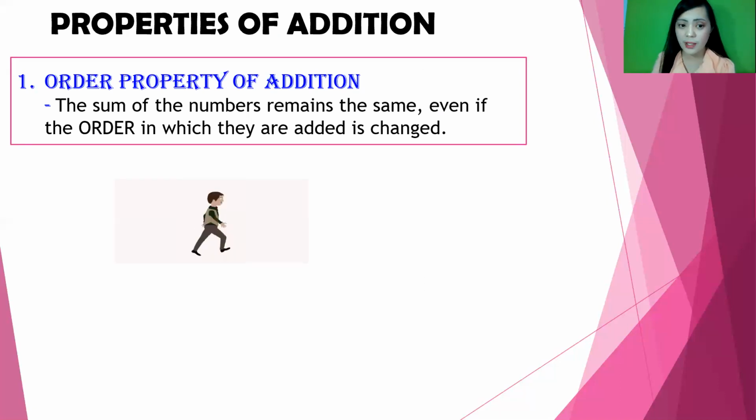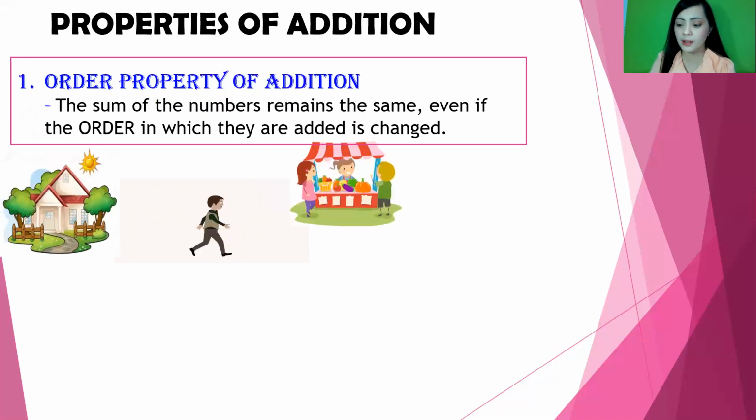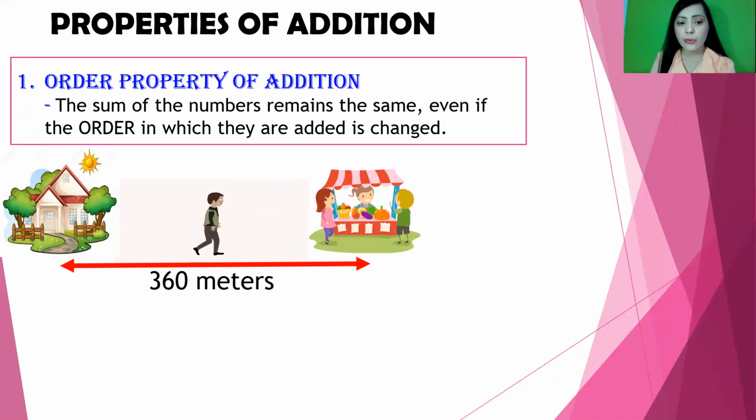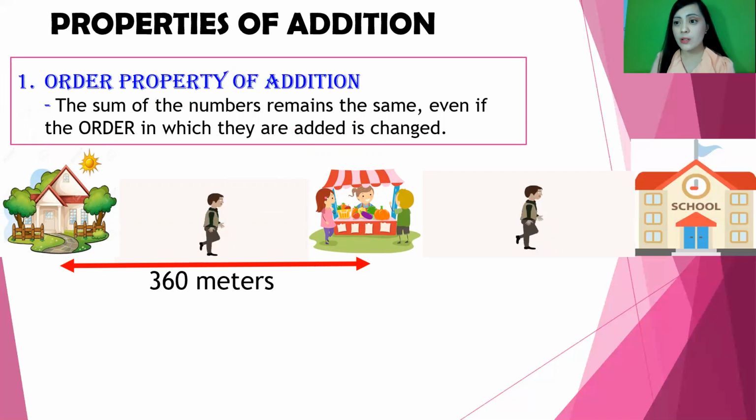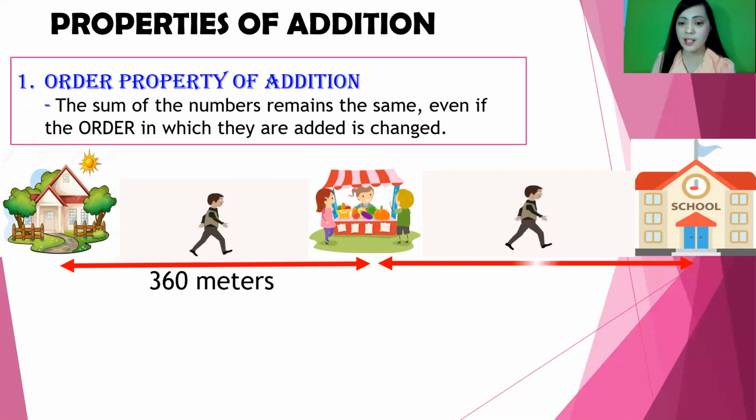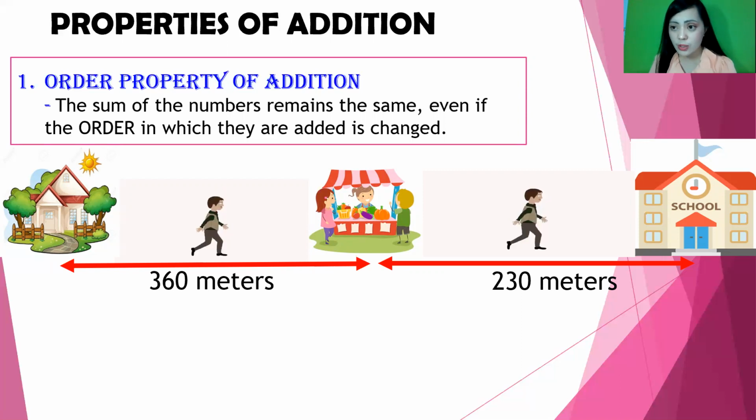So for example, a man is walking from the house to the market. He walks 360 meters from the house to the market. And when he reached the market, he walked again going to school from the market. He walks 230 meters from the market to the school. So as you could see, from the house to the market, he walks 360 meters, and from the market to the school, he walks 230 meters.